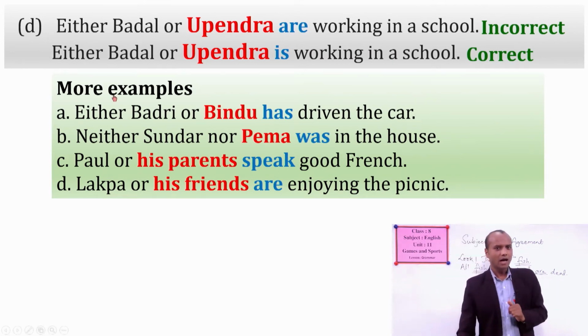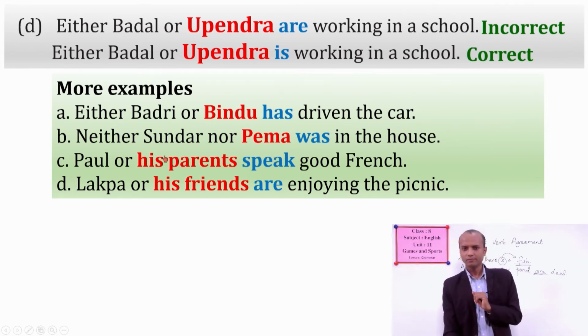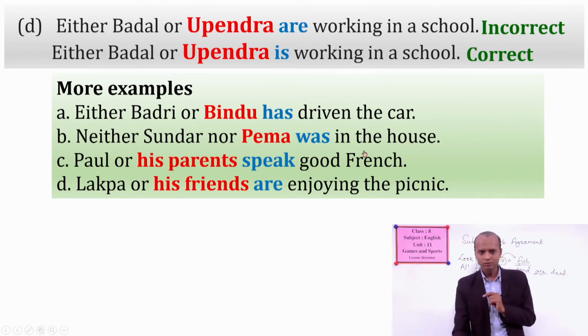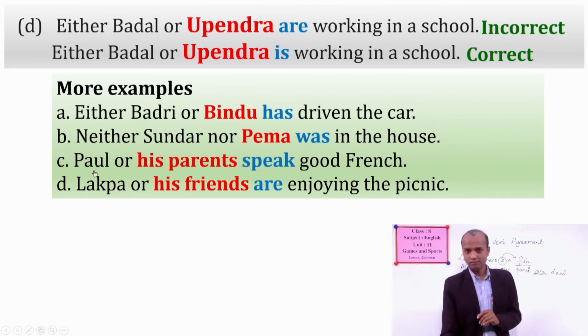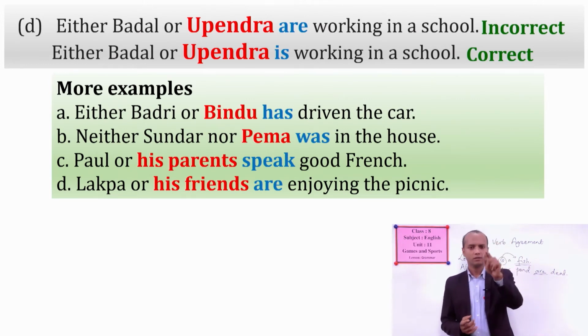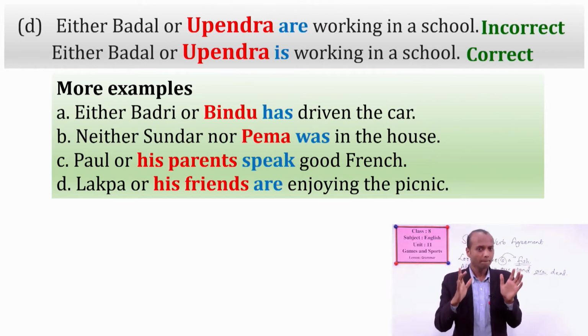For example, either Badri or Bindu has driven the car. Neither Sundar nor Pema was in the house. Paul or his parents speak good French. Paul or his parents: your verb speak agrees with his parents, not with Paul. Lakpa or his parents are enjoying the picnic. So the verb agrees with the nearest subject. Mind it, remember it.